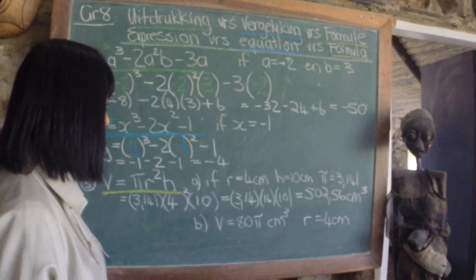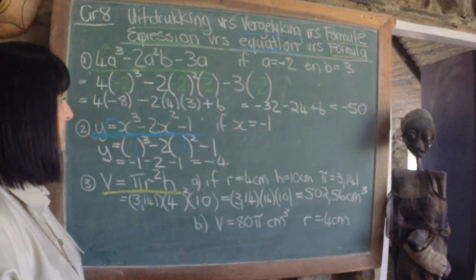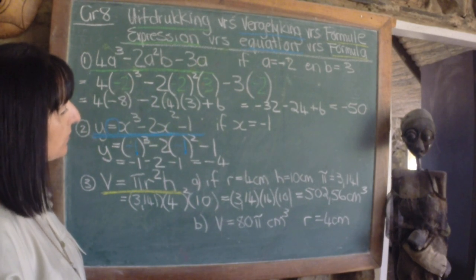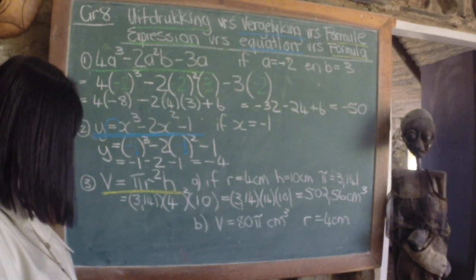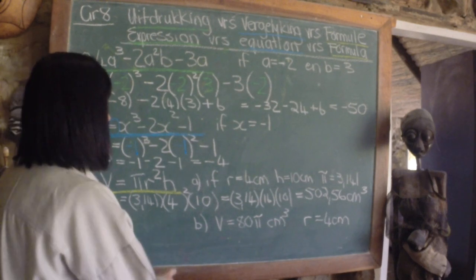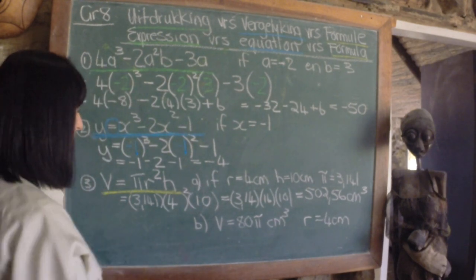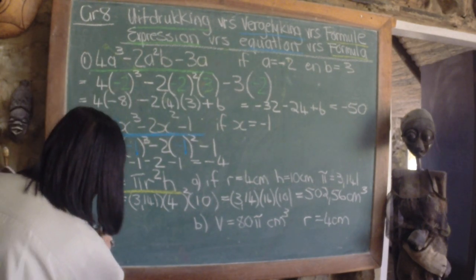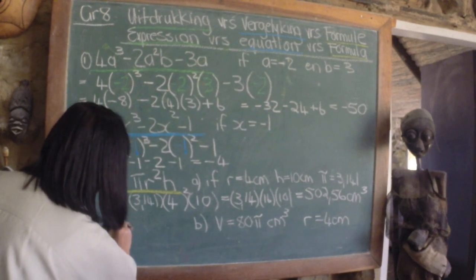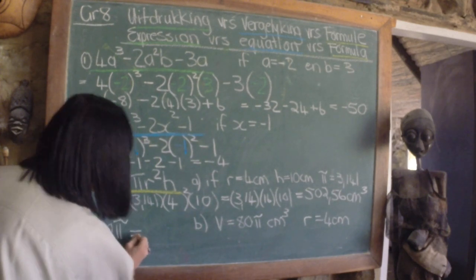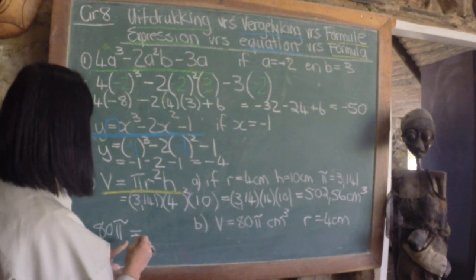Remember, volume is cube, centimeters to the power of 3. Good, at question B they ask, if the volume is now 80p, so I'm substituting the volume with 80p and the radius is 4.